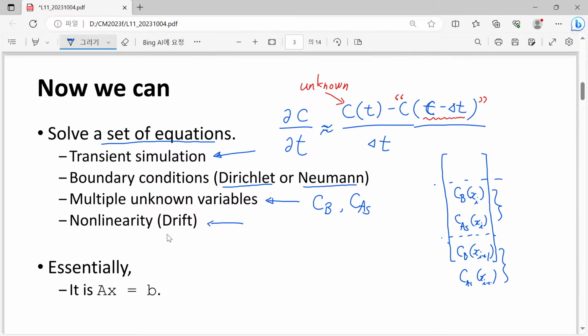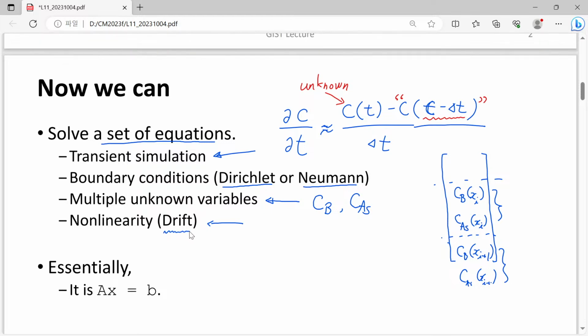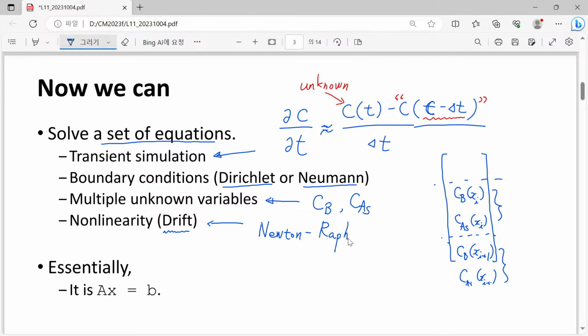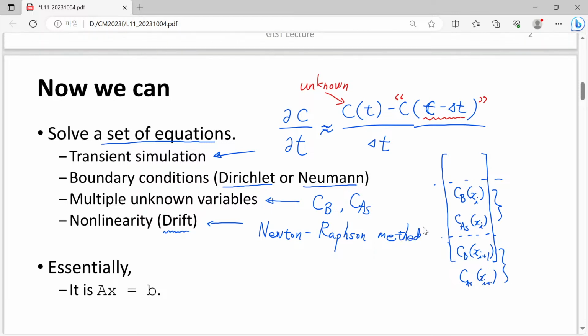And another one was non-linearity. When we just consider simple diffusion, then yes, this was a linear system. However, when we consider a drift term in our equation, then the system becomes really non-linear. Maybe you remember that we have spent some time to study the Newton-Raphson method to solve a complicated nonlinear system. Once you have done our homework successfully, then now you can solve the nonlinear system without much difficulty.